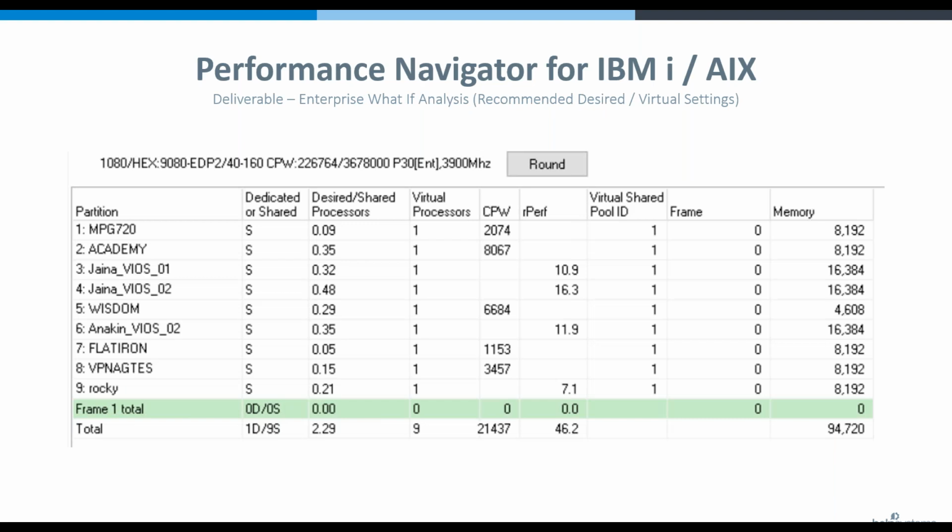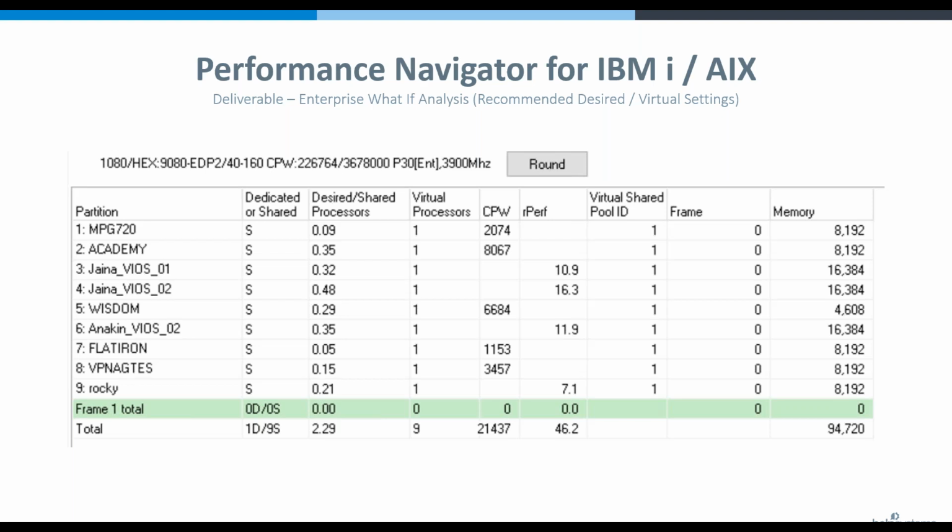Now, the second part of that is, how do I configure it? And we're talking about PowerVM configuration here. At the very minimum, you're talking about desired settings in virtual processors. So today, let's say you're on a Power 8 and you have 2 cores. Obviously on a Power 9 or Power 10, you don't need 2. So the question is how many do you need?